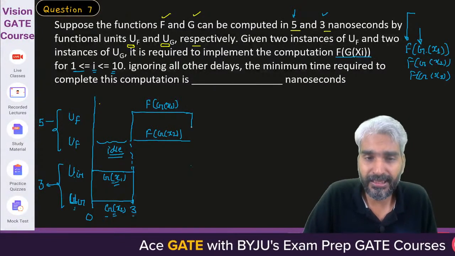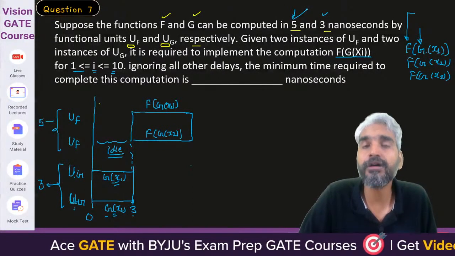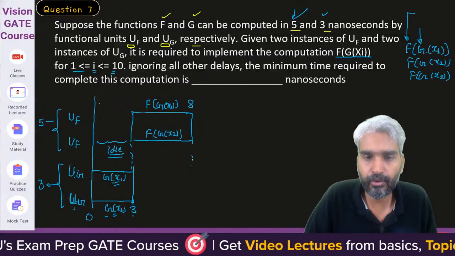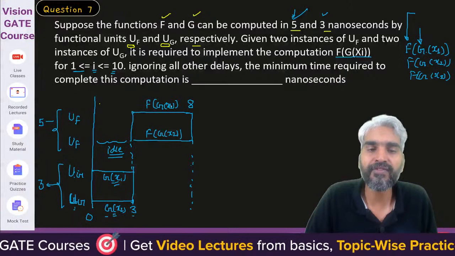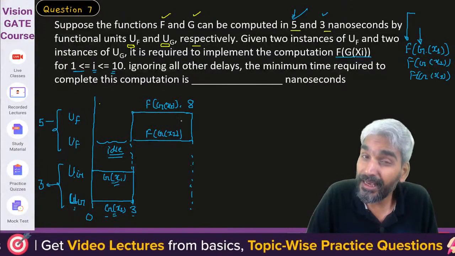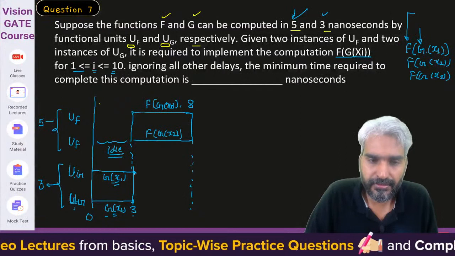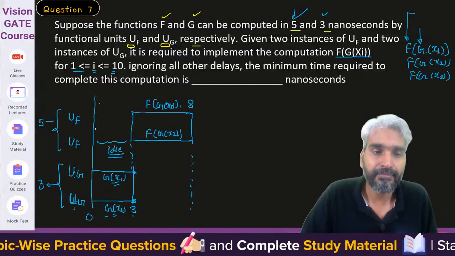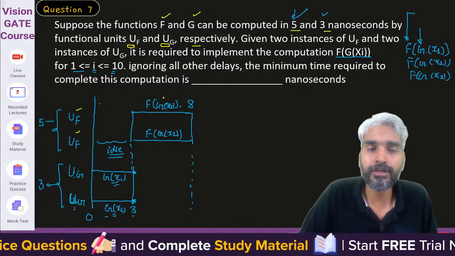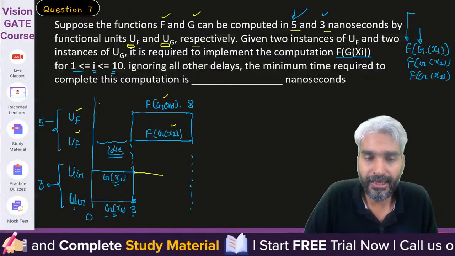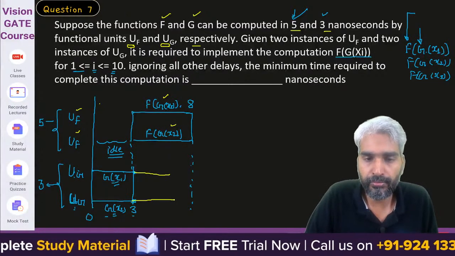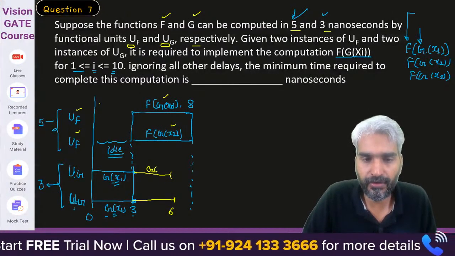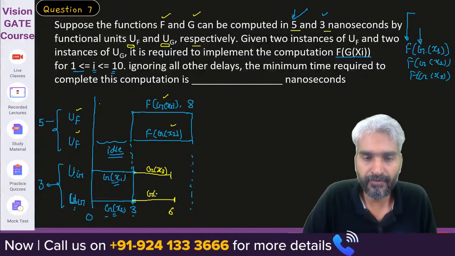Then it will take how much time, sir? For the evaluation of function F, it takes 5 nanoseconds. So from 3 to 8, you will get the values of F of G of x1 and F of G of x2. In the meanwhile, what will happen? Function unit G will keep performing its operation. So by the time function unit F is performing the operation on G of x1 and G of x2, function unit G will produce two more results at time unit 6. At time unit 6, you will have the values of G of x3 and G of x4, etc.